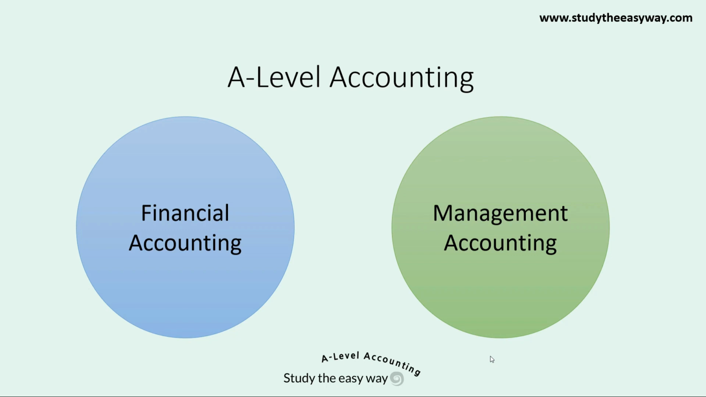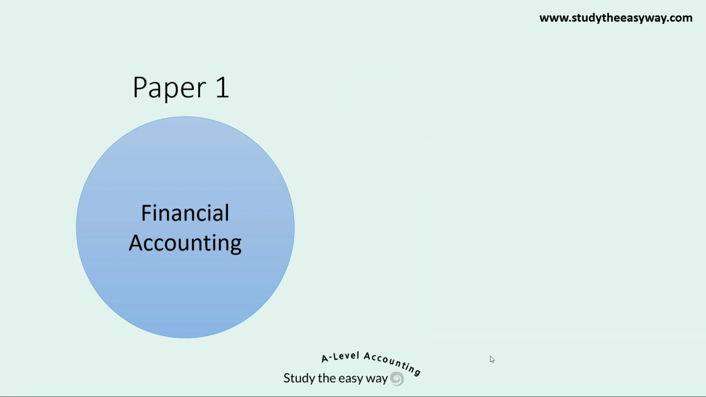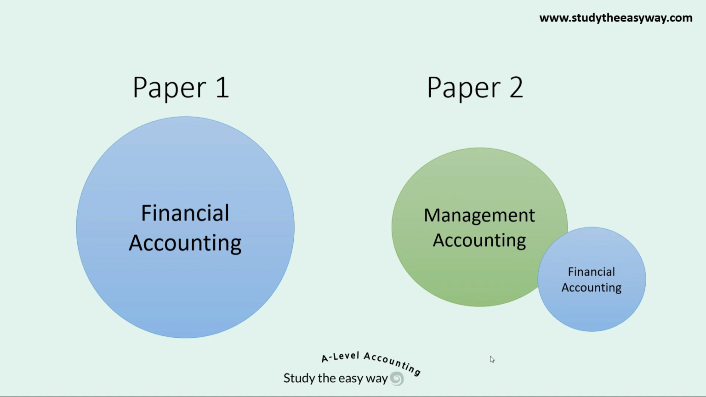the case. The reason for this is that the management accounting section of the syllabus is quite a lot smaller than the financial accounting section, and there isn't enough content to warrant a whole exam paper. Therefore, Paper 1 covers the whole of the financial accounting part of the syllabus, and Paper 2 covers all of the management accounting topics plus a subset of the financial accounting topics too.